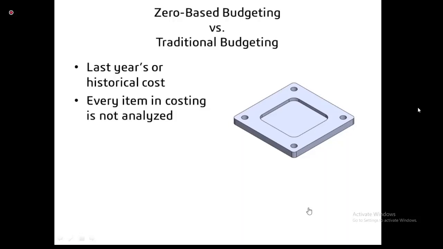As on the screen, you can see that this is the component that was developed by our customer in 2019. The cost of this component was around 950 rupees per part. We implemented ZBB and the cost of this component has been reduced by 23%. So today the cost of this component is around 730 rupees. So how we implemented ZBC and what were the outcomes of that?